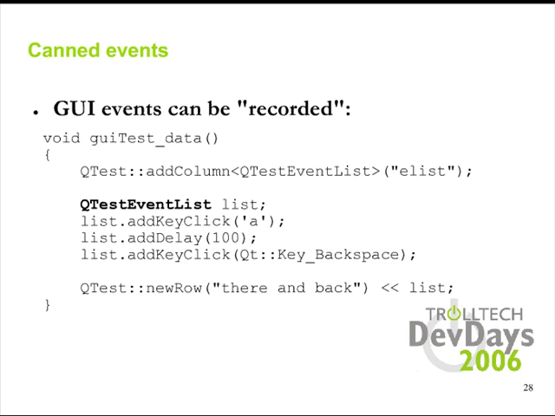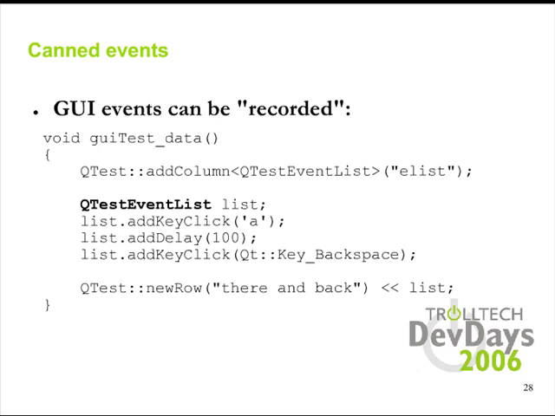A pretty nice functionality we have in there is the QTest event list. A QTest event list is just a list of GUI events. So here I actually put it in the data function of my test. I create a new column called test event list, and I can populate it with a lot of test event lists. So what I'm doing, I instantiate a QTest event list. I add a key click with a key A. I add a 100 millisecond delay, and then I add another key click with Qt::Key_Backspace.